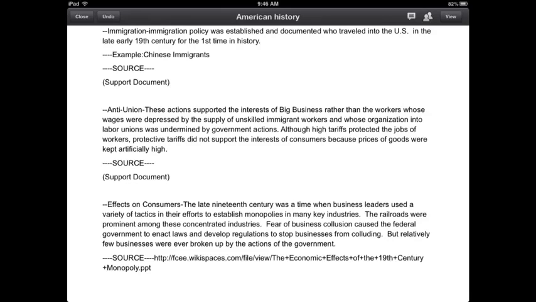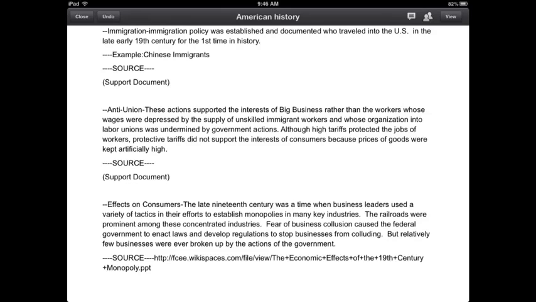Anti-union. These actions supported the interests of big businesses rather than workers, whose wages were depressed by the supply of unskilled immigrant workers and whose organization into labor unions was undermined by government actions. Although high tariffs protected the jobs of workers, protective tariffs did not support the interests of consumers because prices of goods were kept artificially high.